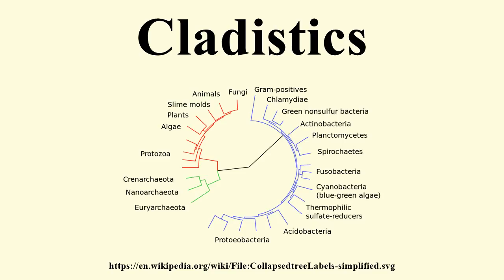A character state is homoplastic, or an instance of homoplasy, if it is shared by two or more organisms but is absent from their common ancestor or from a later ancestor in the lineage leading to one of the organisms. It is therefore inferred to have evolved by convergence or reversal.